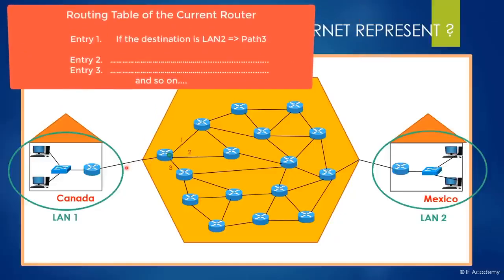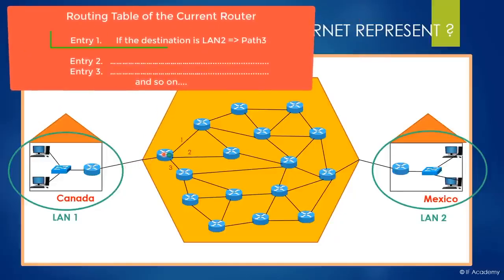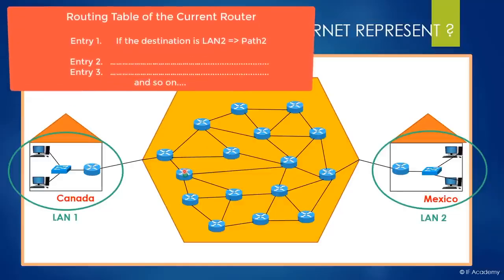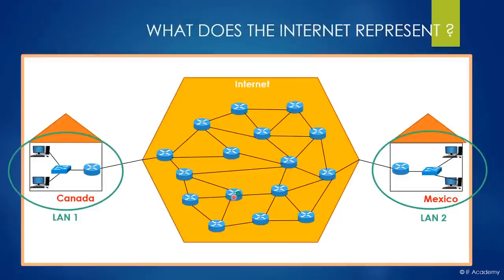And let's say, according to the routing table of this router, the packet must be forwarded over path 3. And there we go. After that, this router needs to look at its routing table to decide which path the packet must go to. Assume that the routing table says the packet must be forwarded over path 2. So the packet will go to this router, right? And there we go. If you are aware, the event is always the same, and it will continue to be the same in every router until the packet reaches LAN 2.